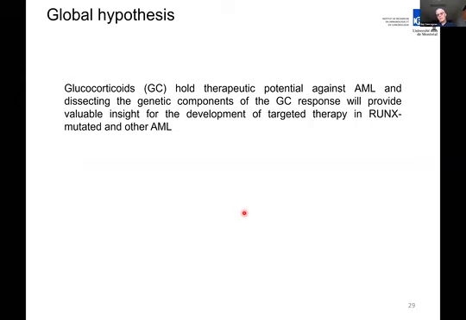Now, our logic here is that glucocorticoids hold a good therapeutic potential, certainly against ALL. I would say they probably remain the cornerstone of treatment in ALL. In AML, as you know now, there's mostly only a subgroup of RUNX1 mutated specimens that are sensitive to glucocorticoids. So we postulated that if we could understand this better, maybe we would be able to use glucocorticoid more extensively in the treatment of AML, a drug that we all know how to use in the clinic.